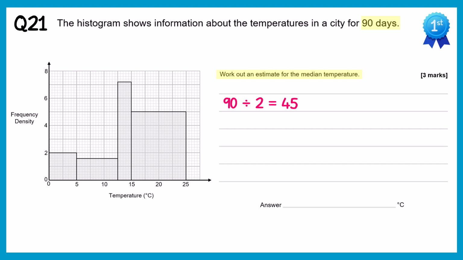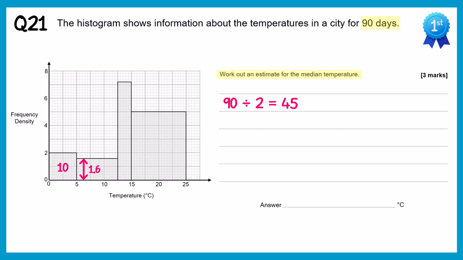So for the first bar, we multiply its height, or its frequency density, which is 2, by its class width, which here you can see going from 0 to 5 is 5. So 2 times 5 is 10, so there are 10 days represented in this bar here. Let's do the same process for all of the bars.